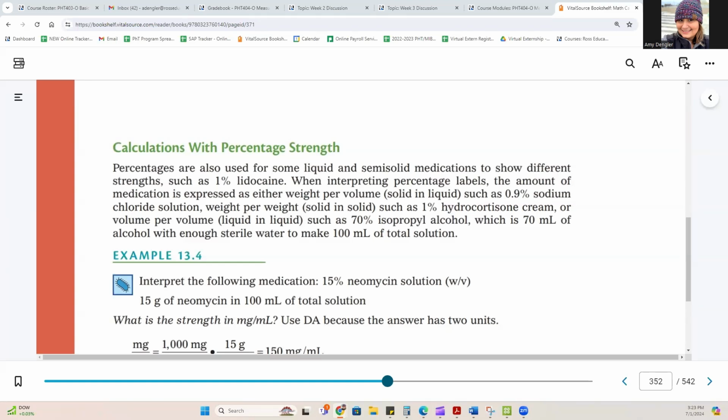Percentages are also used for some liquid and semi-solid medications to show different strengths, such as 1% lidocaine. When interpreting percentage labels, the amount of medication is expressed as either weight per volume, solid in volume, such as 0.9% sodium chloride, weight per weight, solid in solid, such as 1% hydrocortisone cream, or volume per volume, liquid in liquid, such as 70% isopropyl alcohol, which is 70 ml of alcohol with enough sterile water to make 100 ml of total solution. And let's do example 13.4.